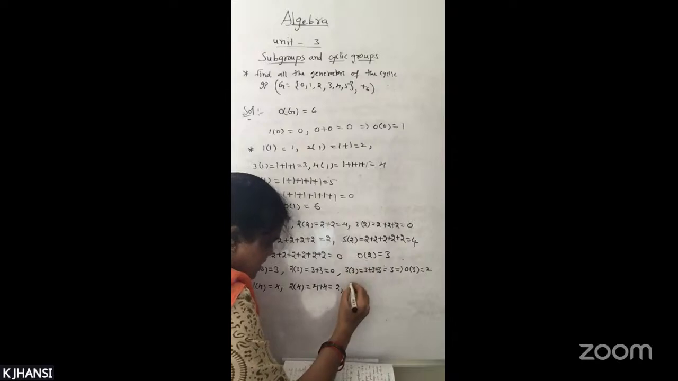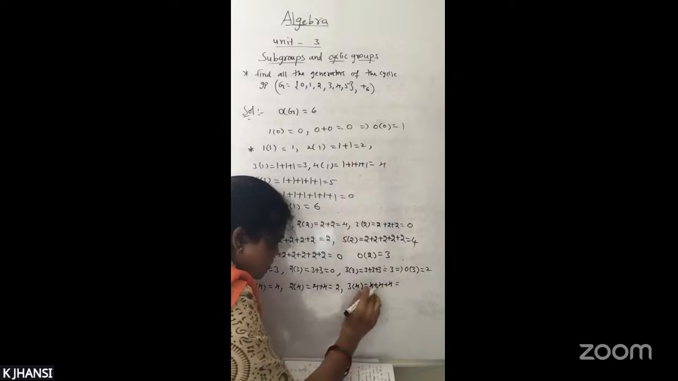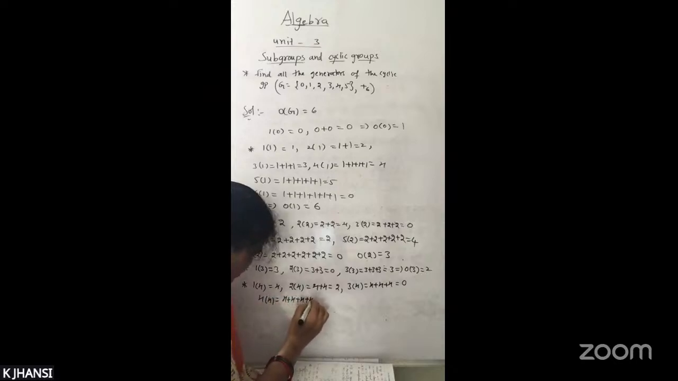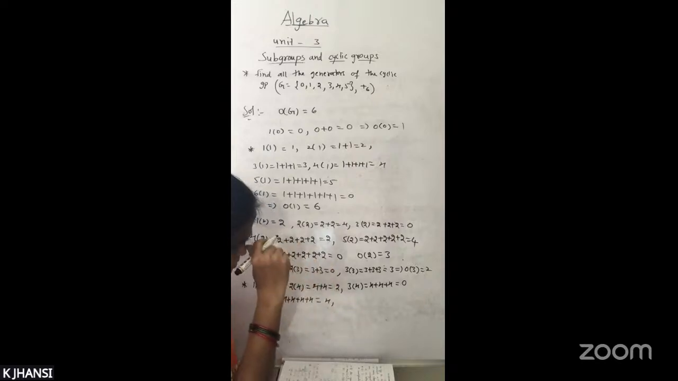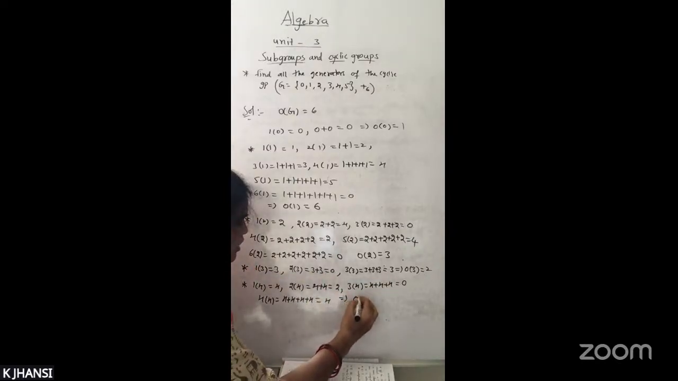Next, 3 of 4: 4 plus 4 plus 4. So 4, 4 is 8, 8 and 4 is 12, which means you get 0. So 4 of 4 is 4 plus 4 plus 4 plus 4. Four 4s are 16, and 16 means 12, 0, 4 you will get. So again 4 is repeating. That means only 4, 2, 0. So you can tell that the order of 4 is 3.